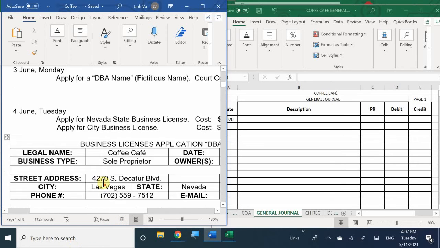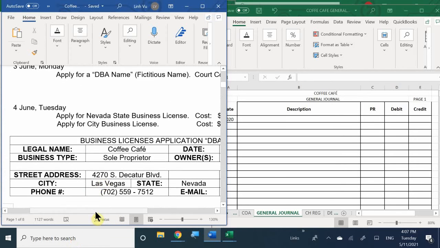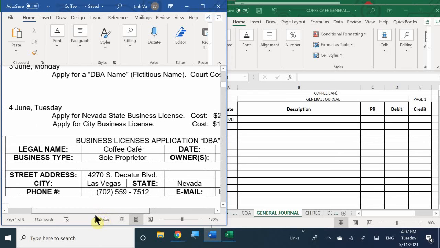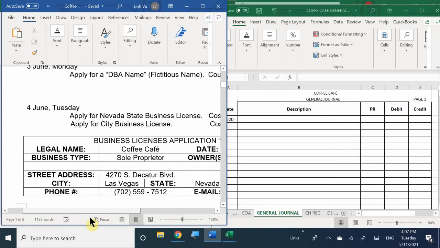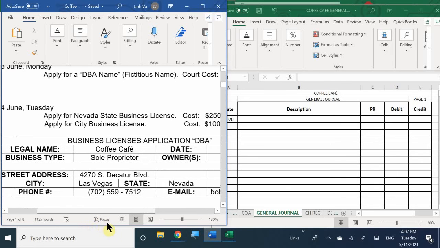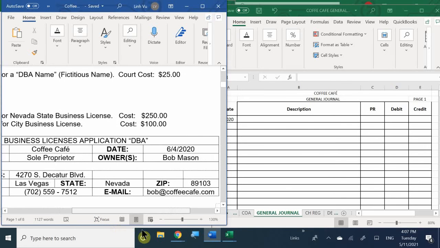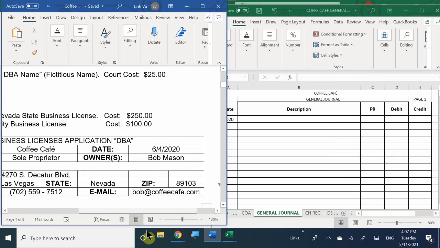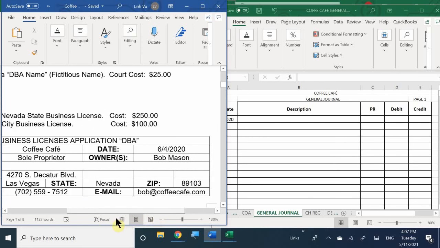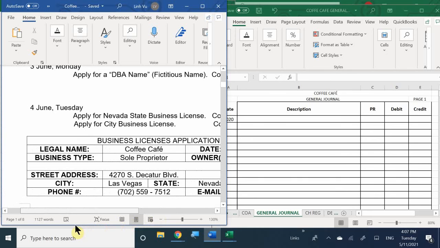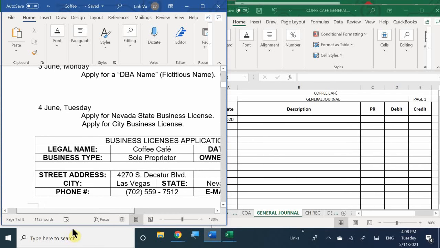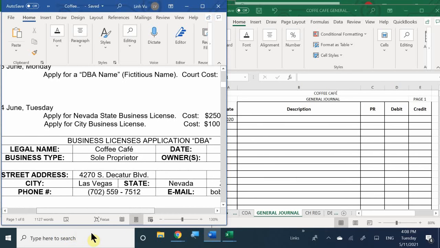And once again, here is a copy, right? We're going to do business as Coffee Cafe. It's going to be considered a sole proprietorship, okay? And of course, the business owner is Mr. Bob Mason. The date that we applied was June 4th. The information includes the location, so we're going to be renting that little location. And of course, contact information.